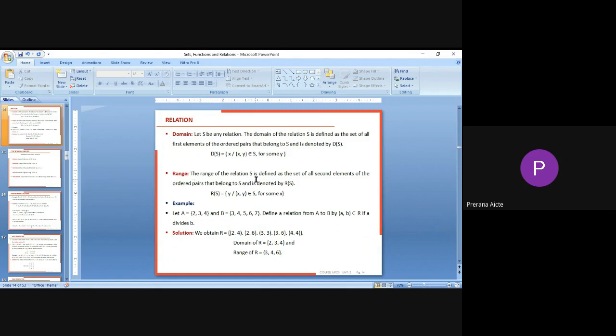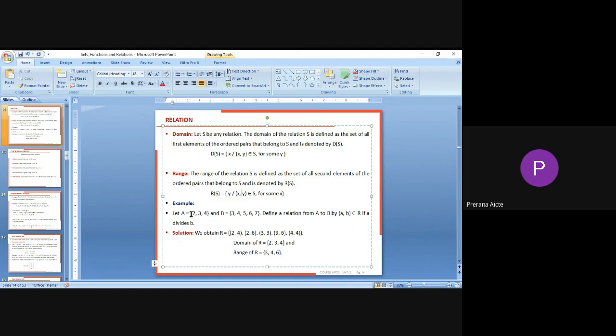Similarly, range. The range of the relation S is defined as the set of all second elements of the ordered pairs that belong to S, and it is denoted by R of S. R of S is equal to y such that (x, y) is in S. So the second elements, whatever we have here, will be considered as a set, and that is called the range.